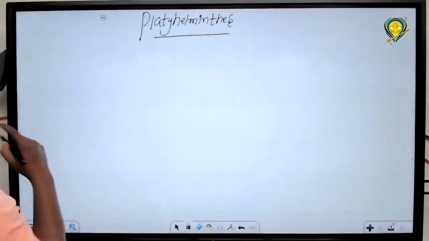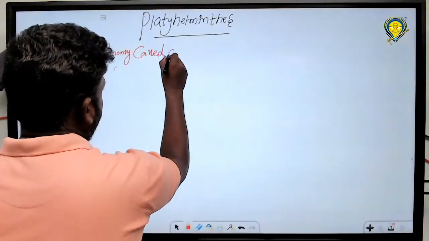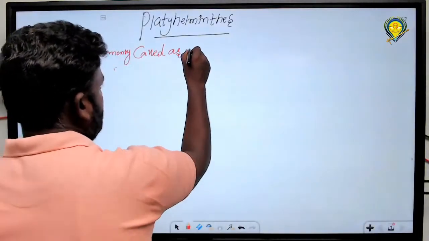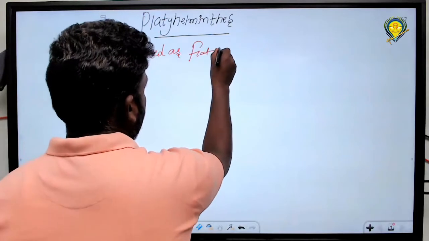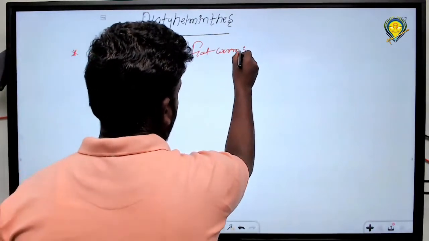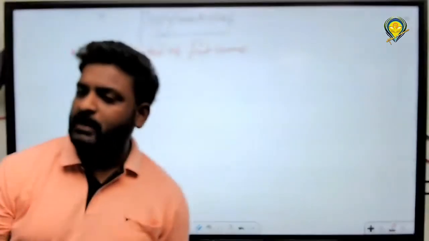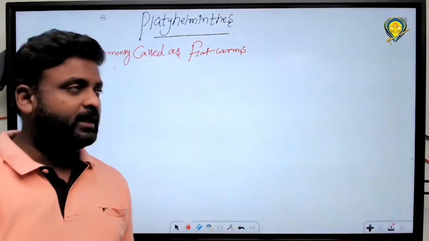First one, title, Platyhelminthes, and then write it. First point, commonly called as what? Flatworms. Very good. Right? Why? Because of both dorsally and ventrally flattened body. Please write it.